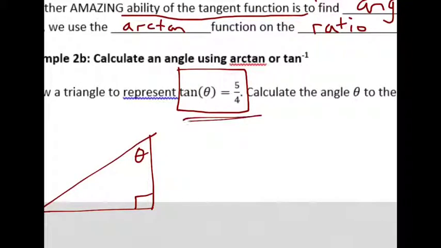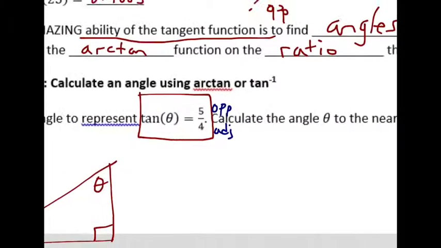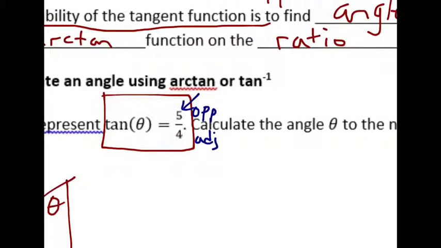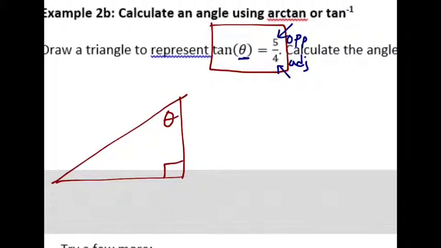Alright, so what is this ratio telling me? Well, you'll remember that the tan of an angle is equal to the side opposite that angle over the side adjacent to that angle. So this 5 here is the length of the side opposite theta, and this 4 here is the length of the side adjacent to theta. That helps me add a little more detail to my diagram: here's theta, the side opposite to it is 5, and the side adjacent to theta is 4.